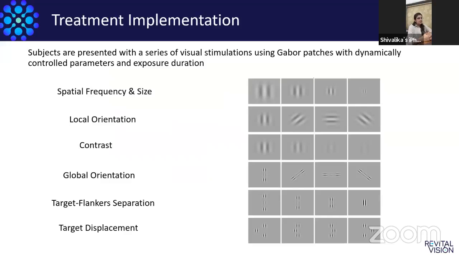So coming to the treatment, it is implemented in a series of visual stimulations using Gabor patches, which are controlled parameters given in a very specific, controlled exposure and duration. Spatial frequency and size of the Gabor patch can be changed, the local orientation can also be changed, the contrast can be changed, the global orientation can be changed, the target flanker separation can be changed, and target displacement can be changed.